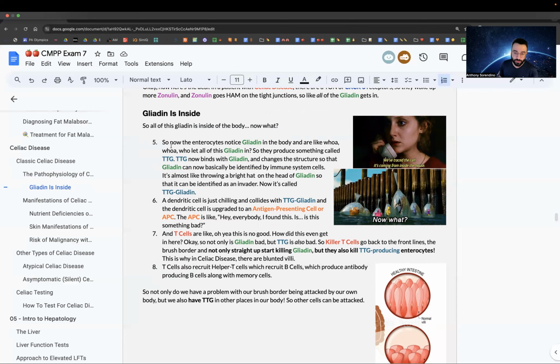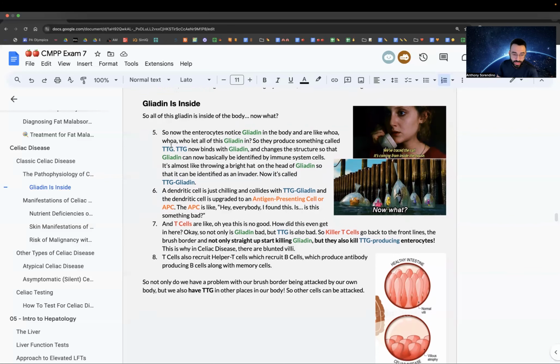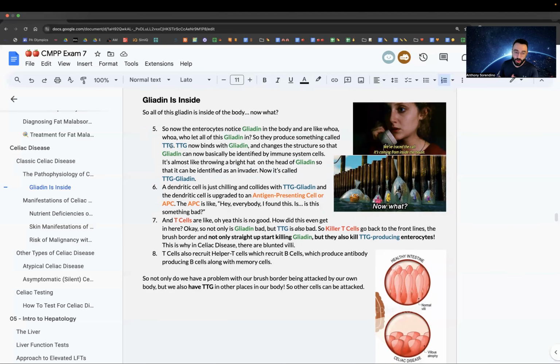So killer T cells go back to the front lines, the brush border, and not only do they start killing gliadin, but they also are killing the TTG-producing enterocytes themselves. So the body is attacking itself. It's attacking the brush border of the small intestine. So this is why in celiac disease, you have these blunted villi. That's what's happening. And then the T cells also recruit helper T cells, which recruit B cells, which produce antibody-producing B cells along with memory cells.